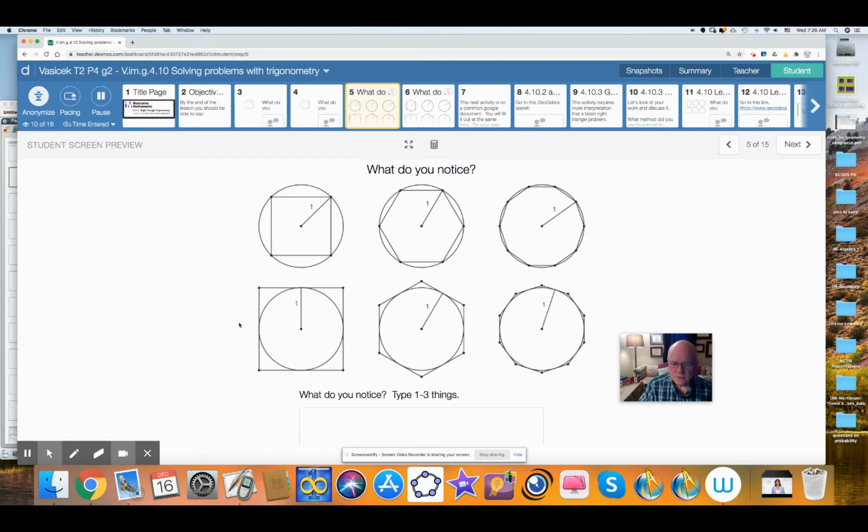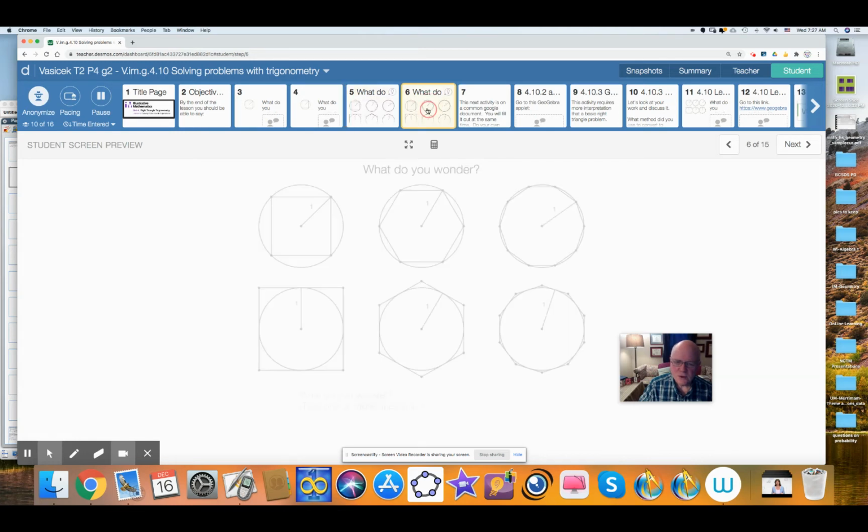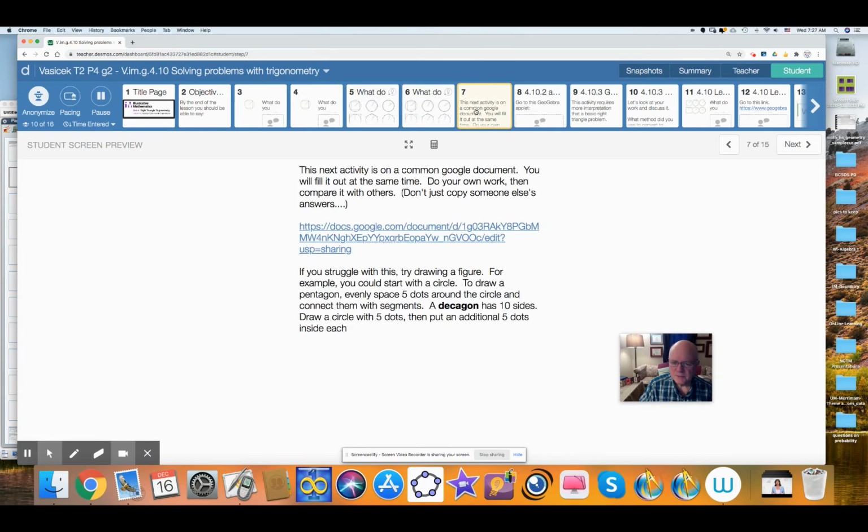When we look at this one, what I notice is that the polygon is inscribed in the circle, so the polygon circumscribes the circle. And again, they have a radius of 1. And it looks like they're getting closer and closer to being the circle. So that's what we're going to be discovering today.